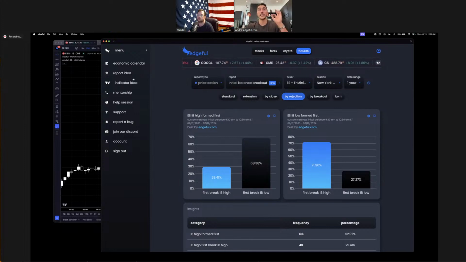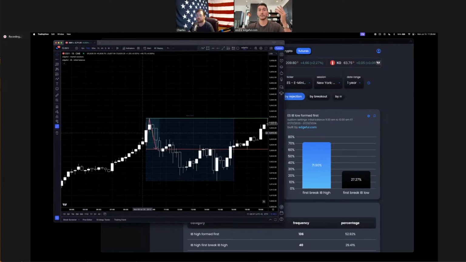But if there is something that you guys look at that you don't see in here, just please request it. We also recently added the ability to request TradingView indicators. So you can actually say, well, I want to add into this TradingView indicator for the initial balance. Okay, this one is formed first, for example. It's just hypothetical, I'm just making it up.